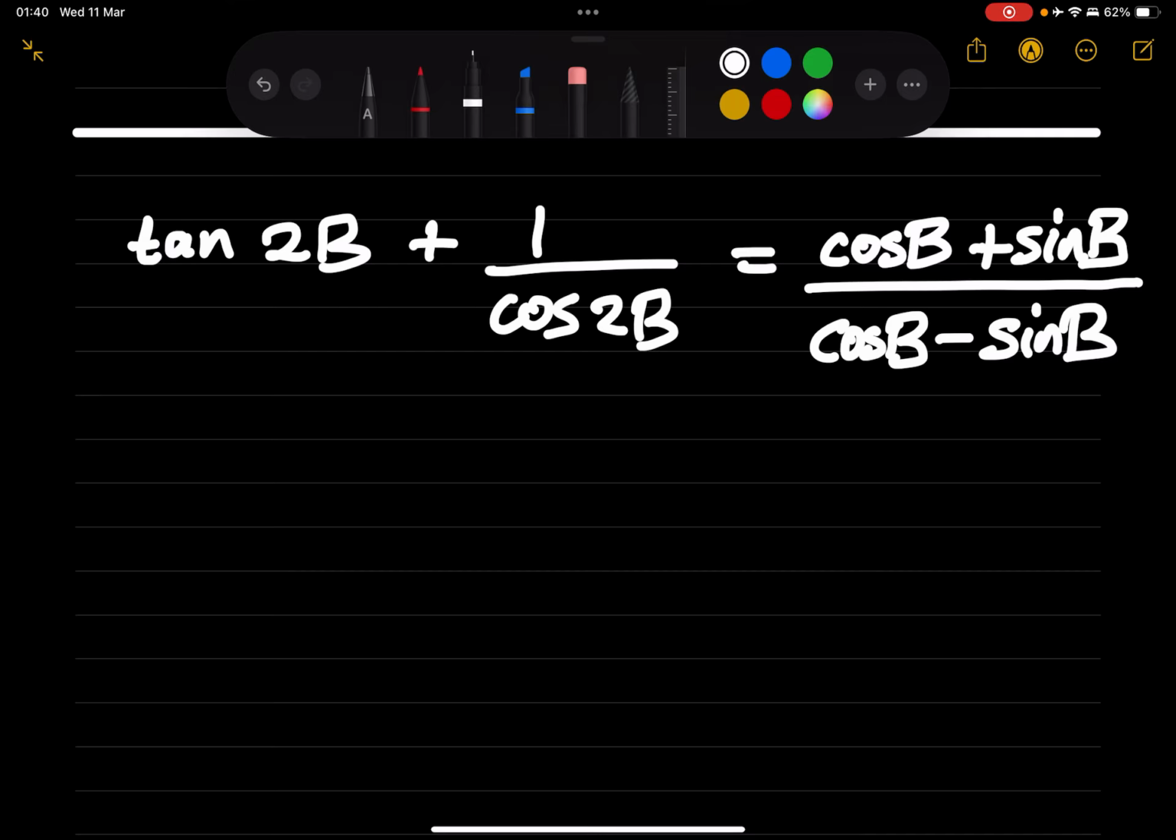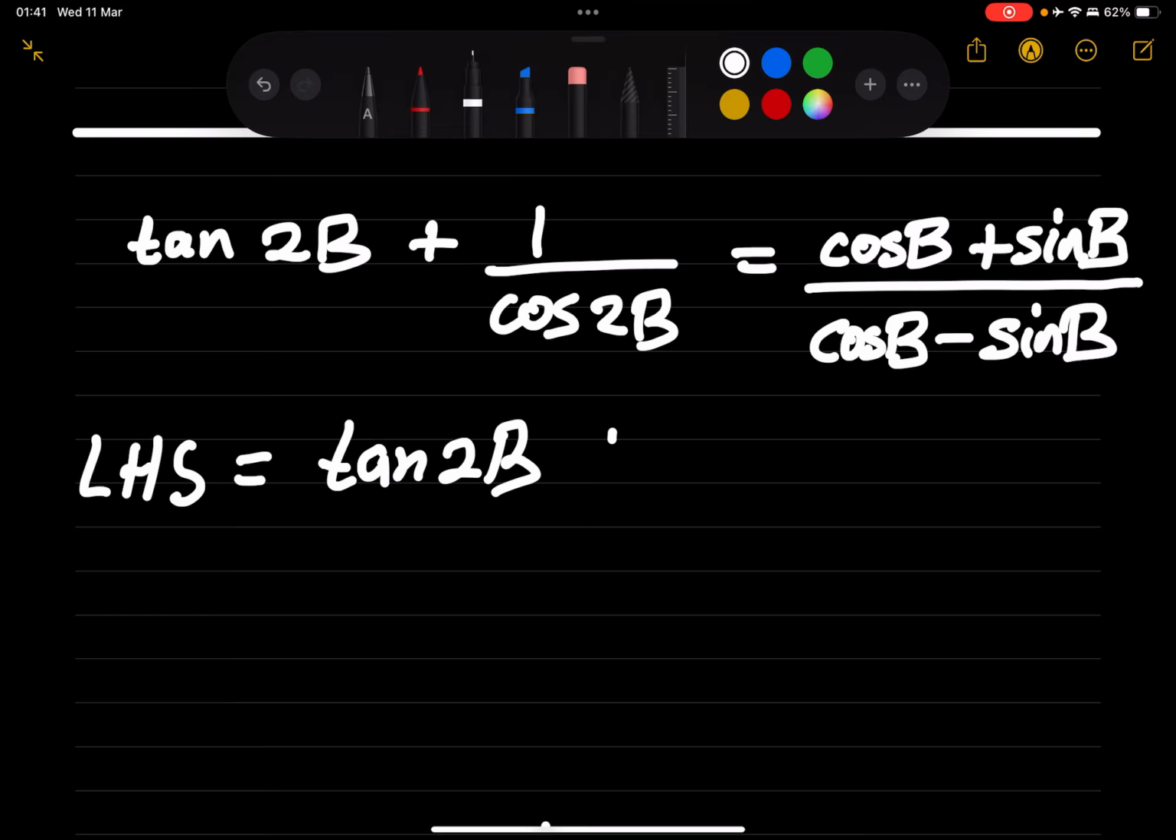We need to prove that tan 2b plus 1 over cos 2b equals cos b plus sin b over cos b minus sin b. We are always going to start with the most complex side. Here we will work with the LHS, the left hand side. LHS, which equals tan 2b plus 1 over cos 2b.